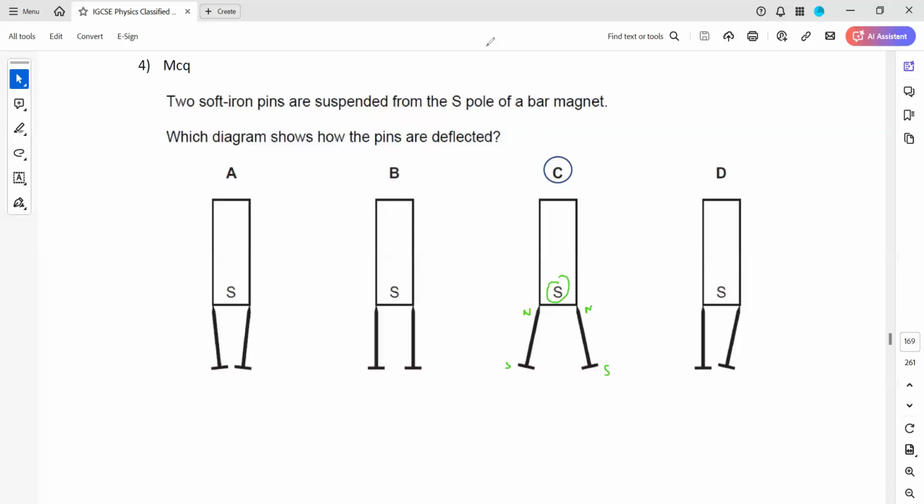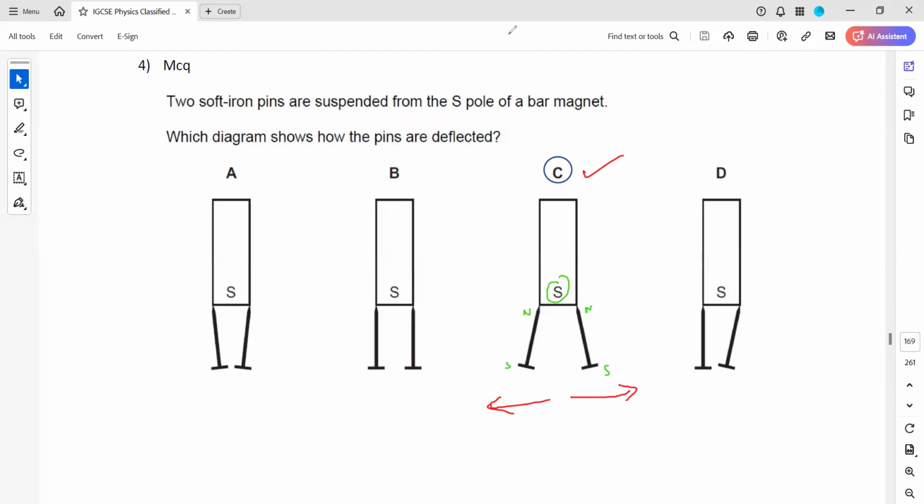And what will like poles do? Like poles will repel. So they push each other. When they push each other, the south will move away from the south. As a result, the spacing between the pins will increase. That's why C is the right answer.